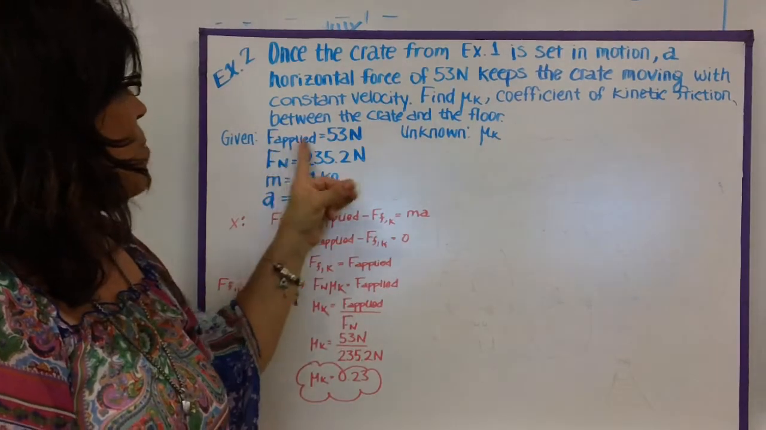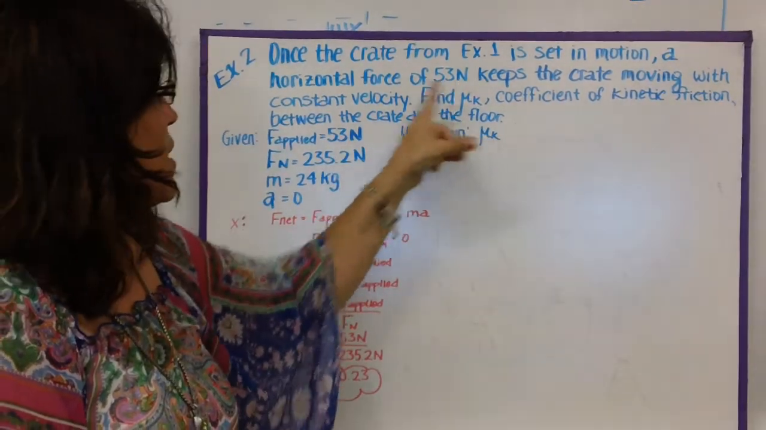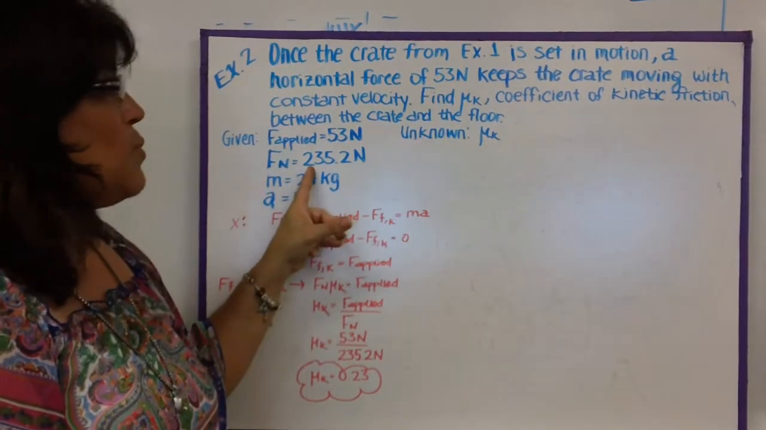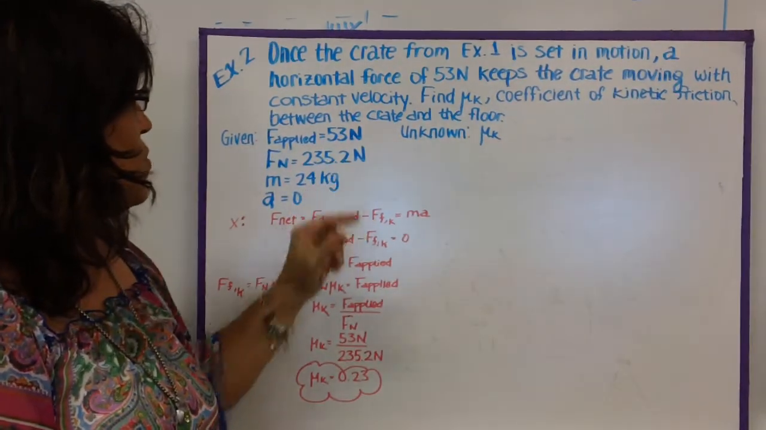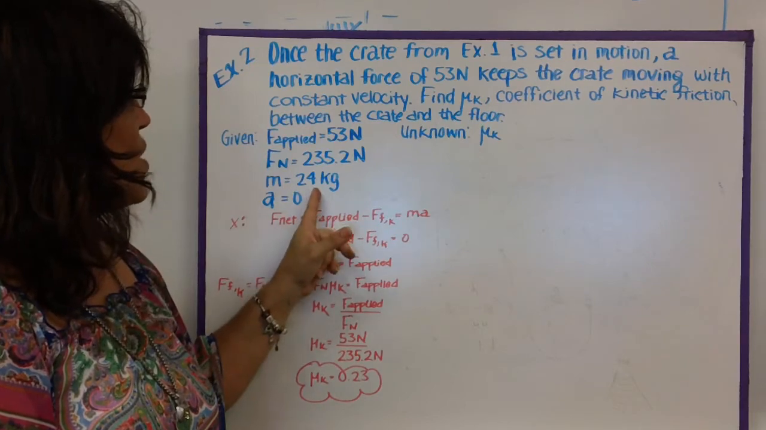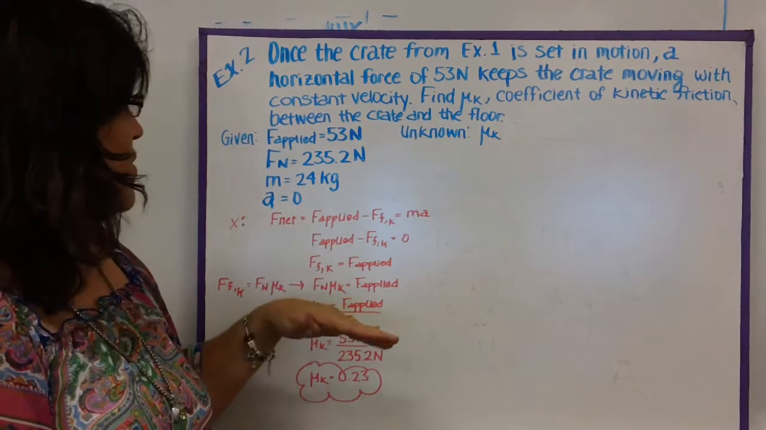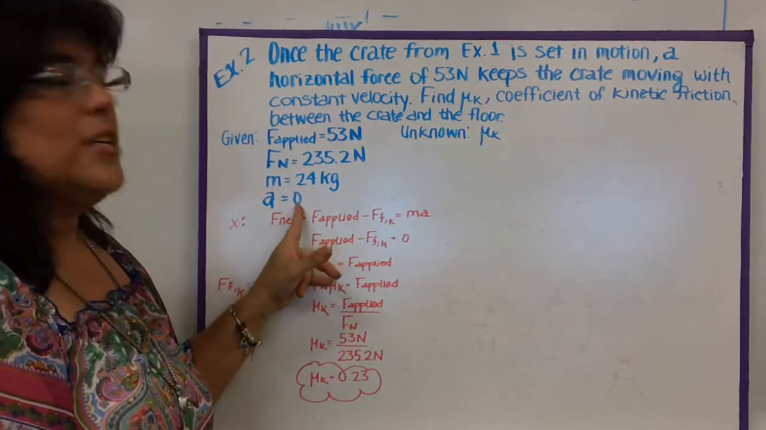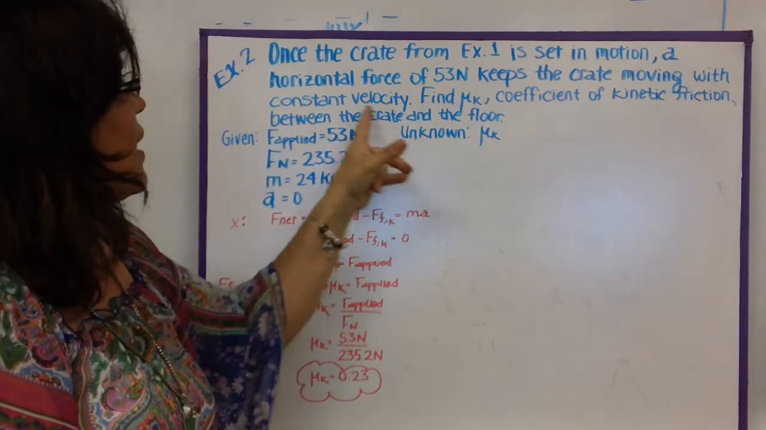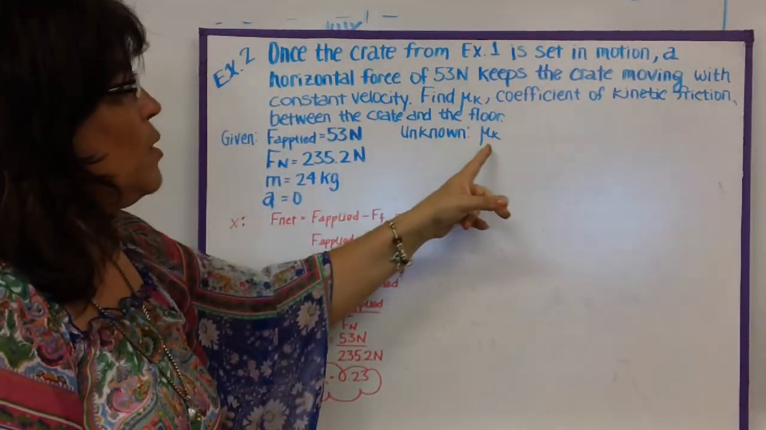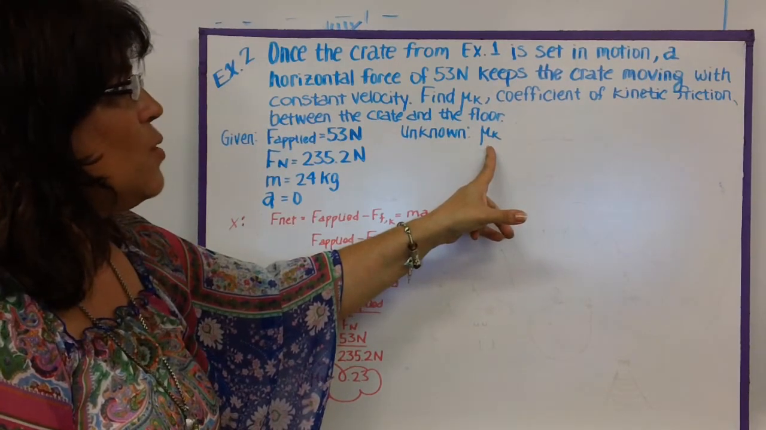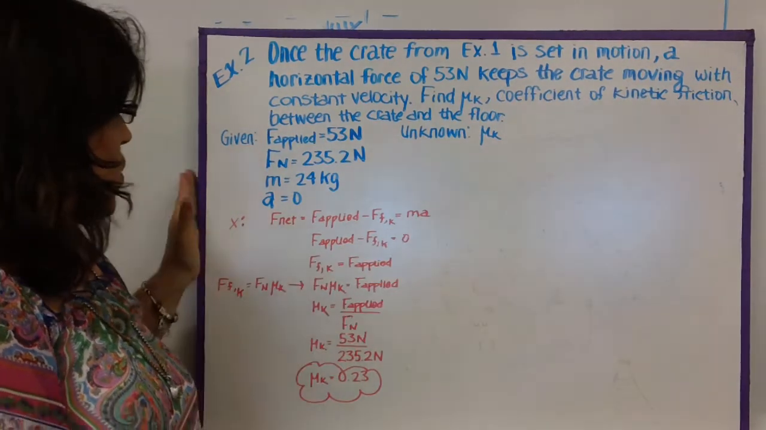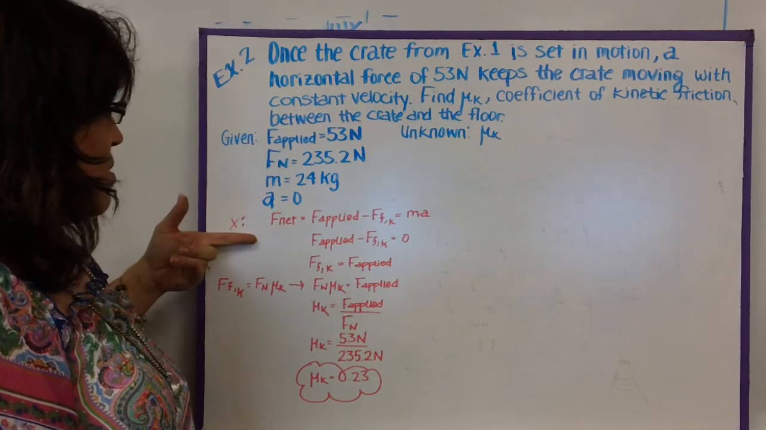So we know our applied force is 53 from right up here. We know our normal force, we got this from the previous slide. It was 235.2 newtons. We know the mass is 24 kilograms, and that was from the previous slide. We know our acceleration is 0 because it says that it's at a constant velocity. And we're going to be looking for mu sub k, which is our coefficient of kinetic friction. So what we're going to do is get all our x components.